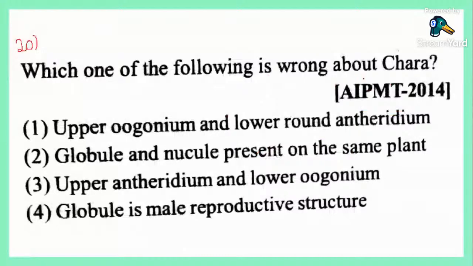Question number 20. Which one of the following is wrong about Chara? Very good. We have studied Chara shows upper oogonium and lower antheridium. This should be interchanged, right? Upper oogonium and lower antheridium.